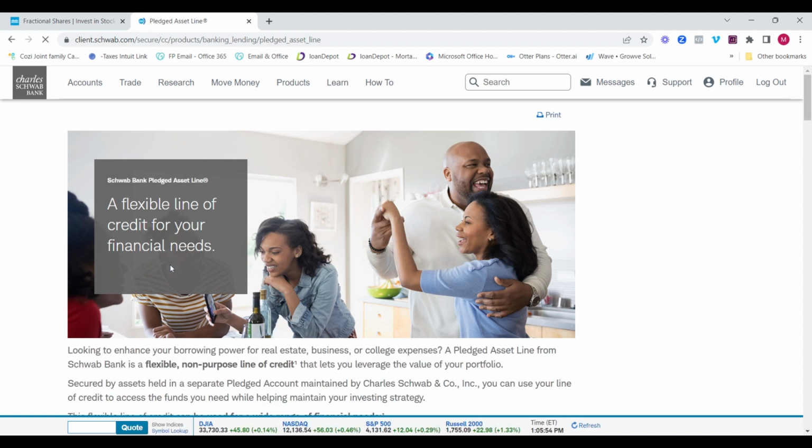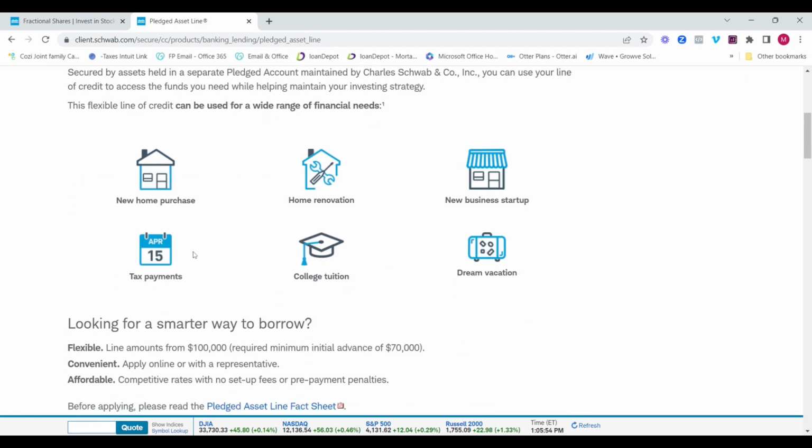Another product you can use is the pledged asset line. And for reference, think of it as a home equity line of credit, right? If you own a home and you have equity in your home, you can actually pull out some of that equity and borrow against it. So you can use it like a credit card. So that's essentially what you're doing here. You are using some asset. It could be your Schwab account, and you're using that as collateral for a loan you're taking.